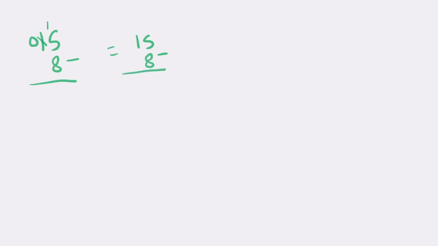So now, you can't take away an 8 from 5, so what we need to do is take the 1 from here, put it here, make this a 0. So now that would leave us with 15 minus 8.